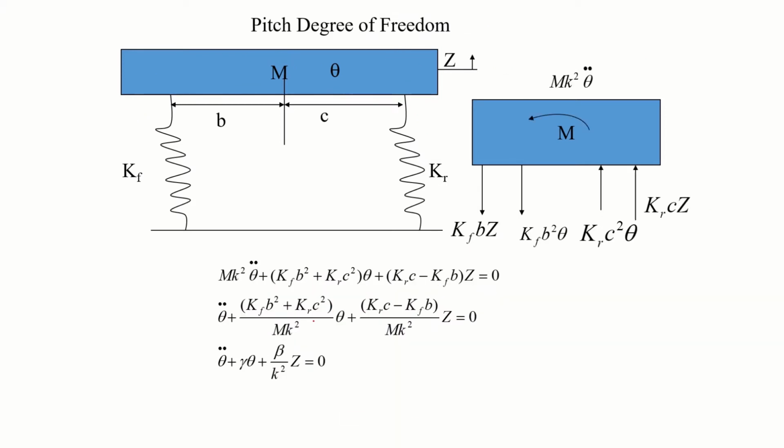Next, let us model this in the pitch degree of freedom, theta. So instead of mass m, I should take mass moment of inertia, that is m k square theta double dot. Inertia force is given by J into alpha. J is nothing but m k square. Alpha is theta double dot. Yes, that's fine.